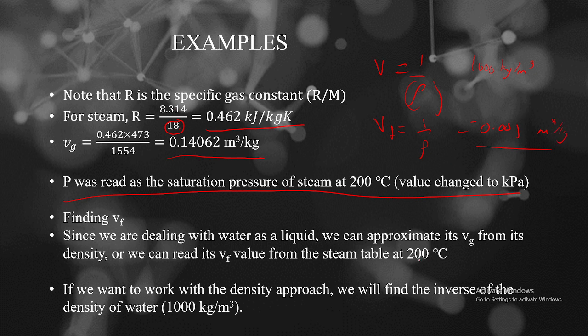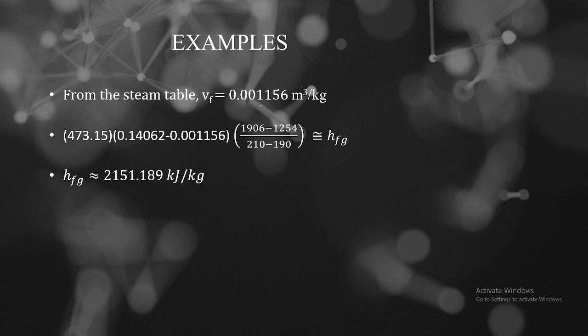Or you could actually go to 200 degrees Celsius and read the VF from the steam table. That's also fine. And I personally would prefer reading it from the steam table because even though there's not going to be so much of a difference, it would give me a more accurate answer, right? So we can actually compare. When we read VF from the steam table, we are getting 0.001156. If we had done 1 over density, we would have been using an approximation of 0.001, right?